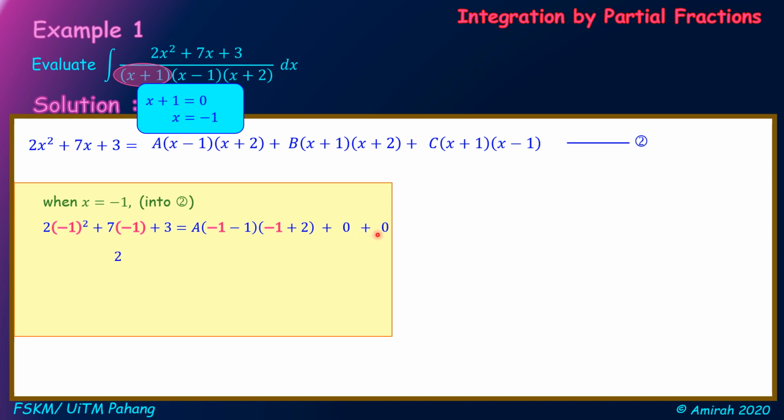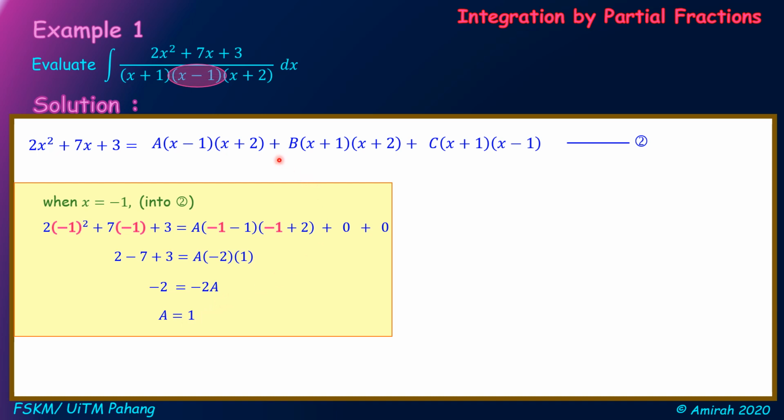Then we simplify. So we have 2 minus 7 plus 3 equals a times negative 2 times 1. So we get negative 2 equals negative 2a, and a equals 1.